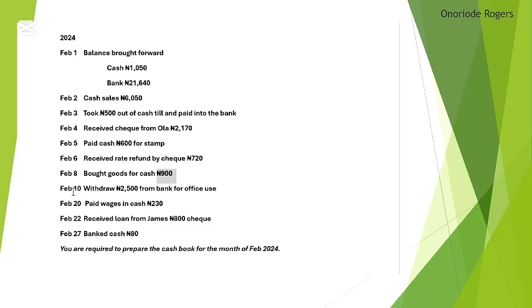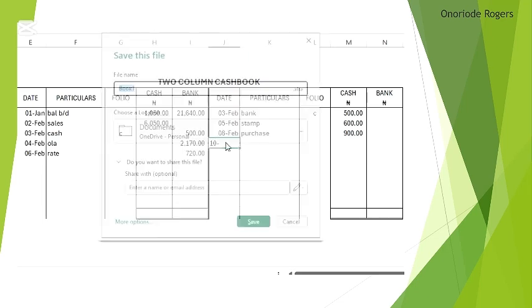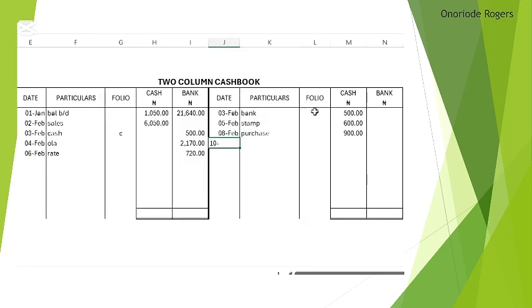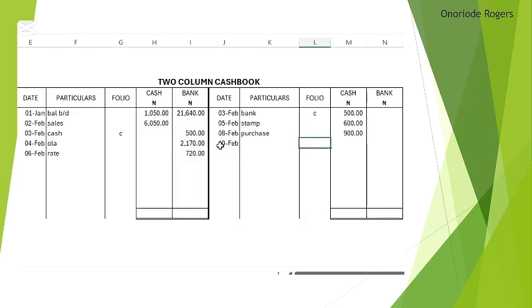The next one says withdraw 2,500 from bank for office use. Let's withdraw first from the bank. February 10th. If you withdraw from the bank, that means the money is leaving our bank account. 10th of 2, so we do 2,500 from bank.